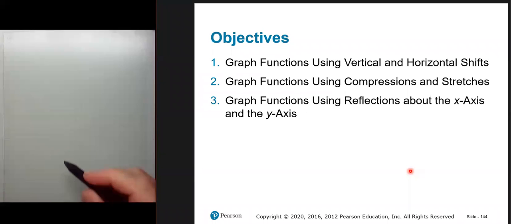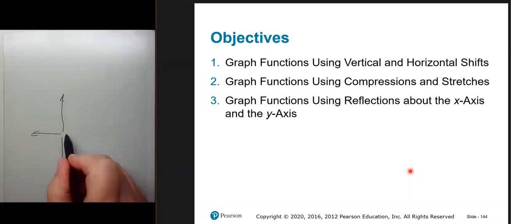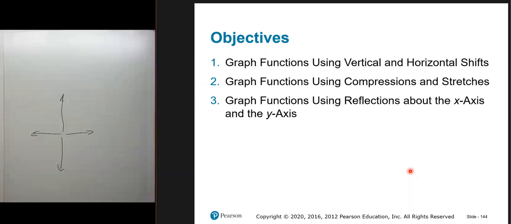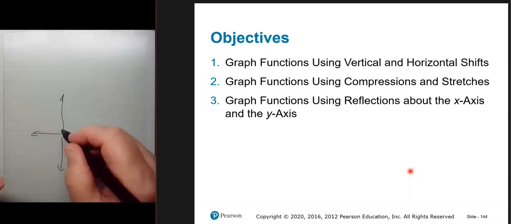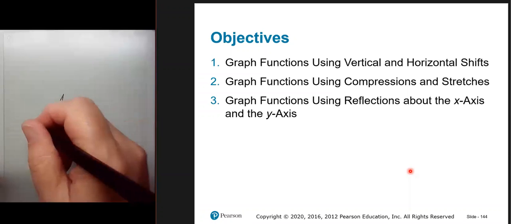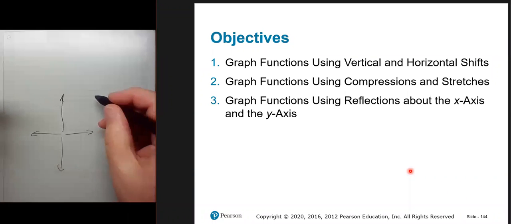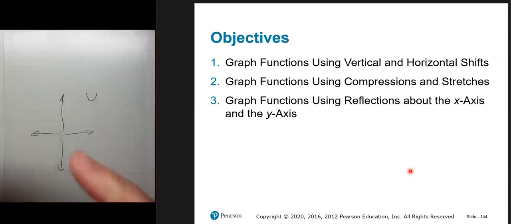Vertical and horizontal shifts. I'm either moving the graph up, or I'm moving the graph down, or I'm moving it to the left, or I'm moving it to the right. So the graph is going to look exactly the same, except I'm just moving it where it is on the graph. So I could move it up and to the right, or down and to the left, or down and to the right, or up and to the left. So the shifts, it's going to be the same shape. If it's a parabola I'm moving, it's still going to be a parabola. I'm just going to move it to a different place.